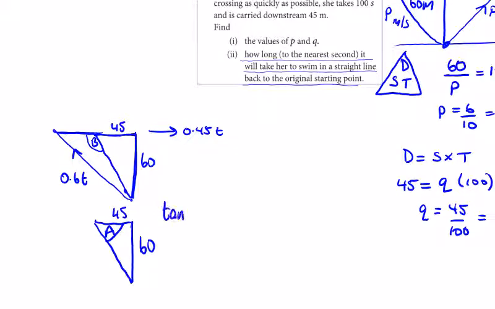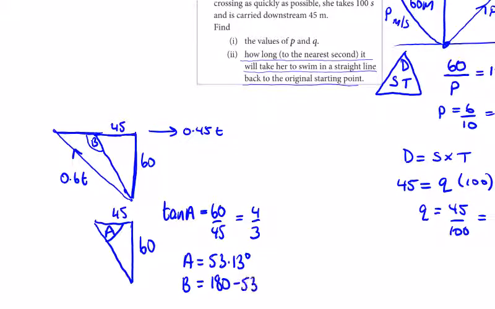Getting this angle here will enable me to get that angle with my straight line. So the tan of A is equal to 60/45, which is 4/3. The inverse tan of 4/3 is 53.13 degrees. It's our common one. So B is equal to 180 minus 53.13 degrees, which is 126.87 degrees. So that gives me one angle inside that triangle. I label this one C.